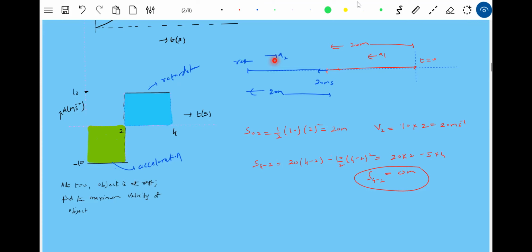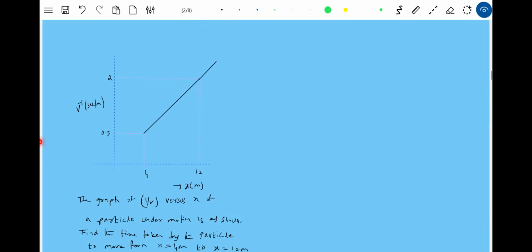I think some students have a little bit of a problem here. If the body is having initial velocity, this will become retardation, this will become acceleration. You have to be very careful about graphs of this kind. We'll proceed to the next one.